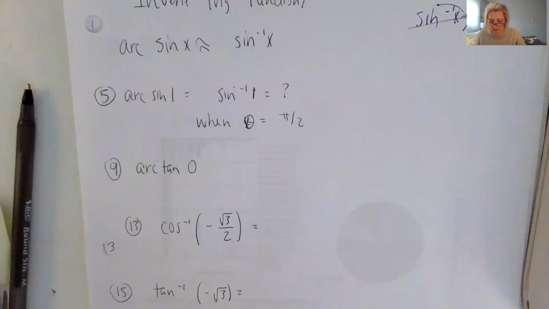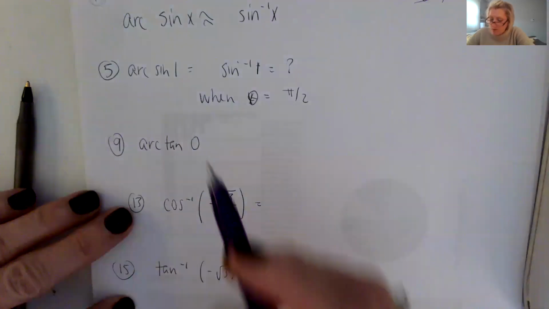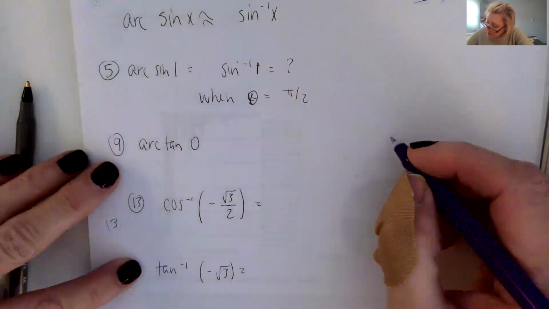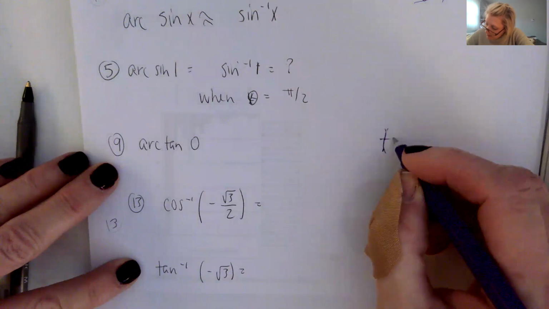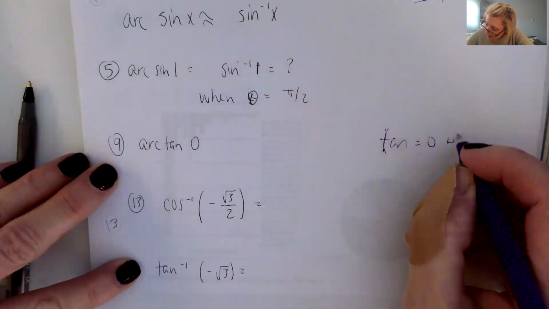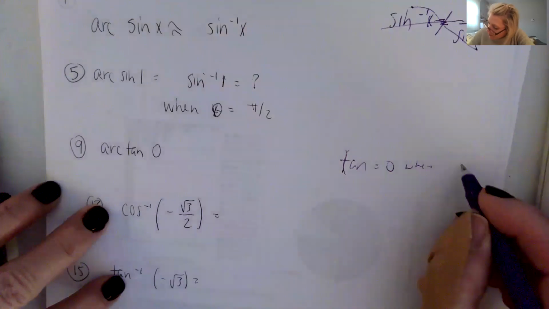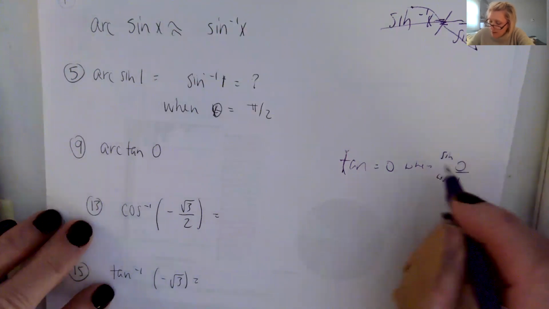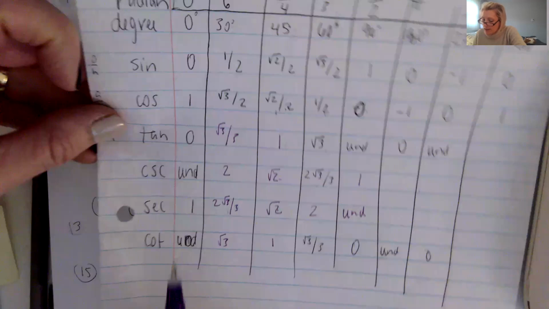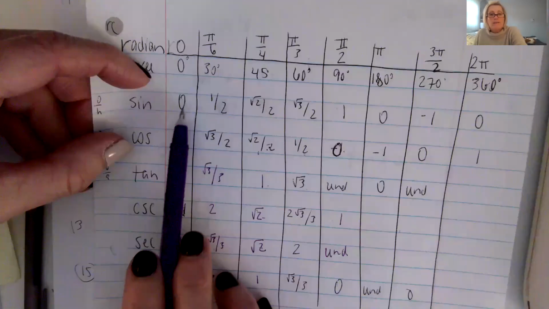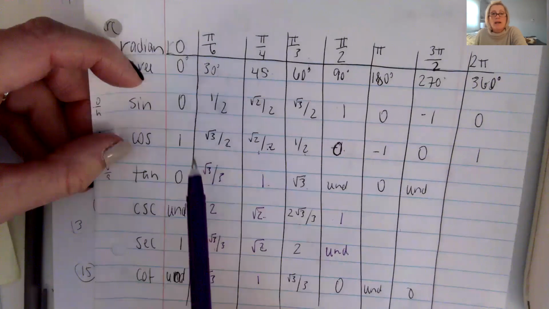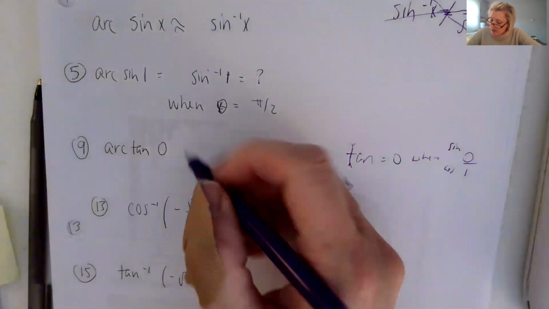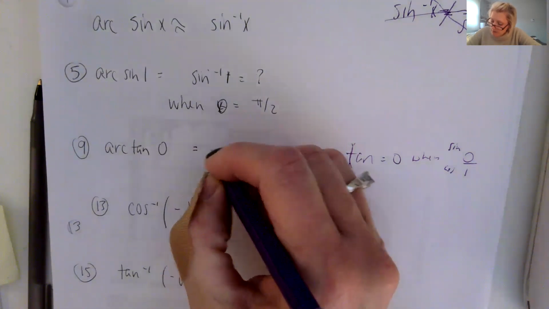So number 9 says arc tangent of 0. So when is my tangent function 0? My tangent function is 0 when sine is 0. So tangent equals 0 when you have a 0 over 1, so my sine over my cosine. So basically, where is sine 0? So tangent, you can see, is 0 when sine is 0. And that happens at 0 and it happens at pi. So arc tangent of 0 is 0.